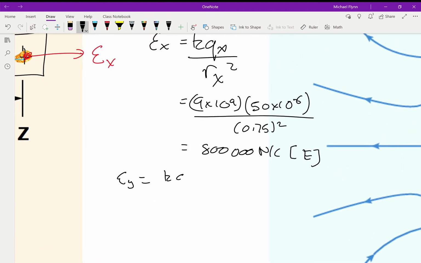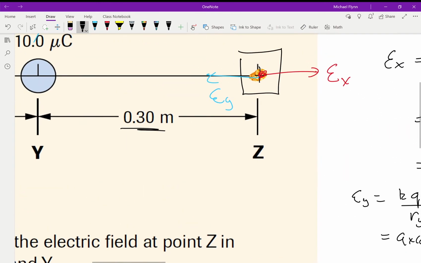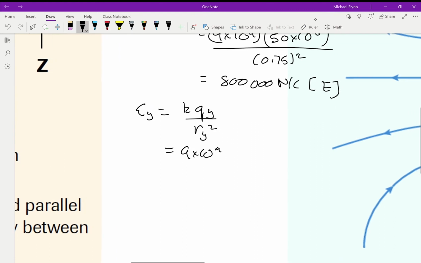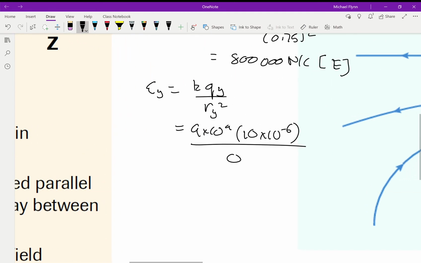So I'm going to go k QY over RY squared. That's 9 times 10 to the 9, and this one's 10 microcoulombs. Never put the negative sign, remember that. So times 10 times 10 to the negative 6. The distance is, I believe, 0.3, so it's 0.3 squared. Then I take out my calculator: 9 times 10 to the 9 times 10 times 10 to the negative 6, divided by 0.3 squared, and I get 1,000,000.